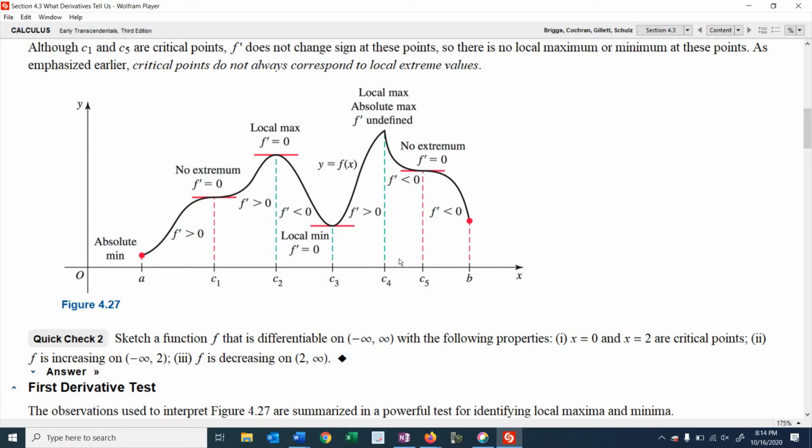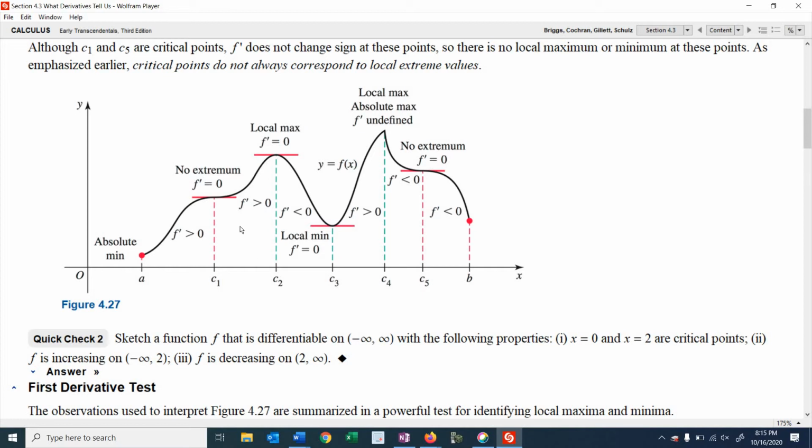Now, it could also be the case that the function, let's take this critical point here, is decreasing on the left of the critical point, but then also decreasing on the right of the critical point. And in that case, it's not changing sign. The derivative is not changing sign across the critical point, and therefore you don't have a local max or local min at that critical point.